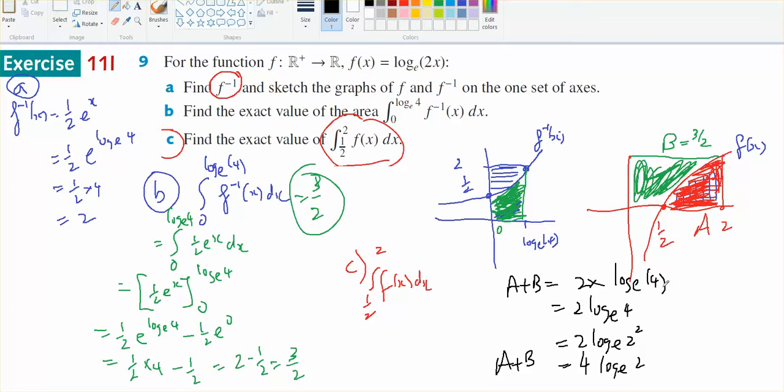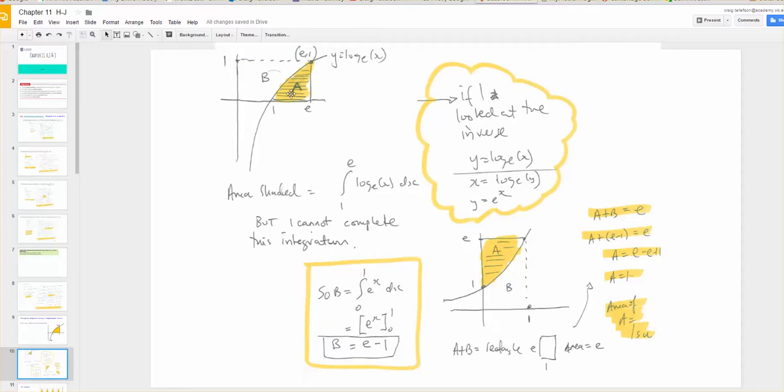I'm interested in what A equals, and A is going to equal 4 log base e of 2 minus B, and B is 3 on 2. I know it's not square units because it just said the exact value. So that's going to be my answer: 4 log base e of 2 minus 3 on 2. And that's using the idea that if I take the inverse of something I can't integrate, then this area A becomes that area A, this area B becomes this area here, and I can find out B by using the inverse and taking the integral of the inverse. And then I use the rectangle idea to find out the total.